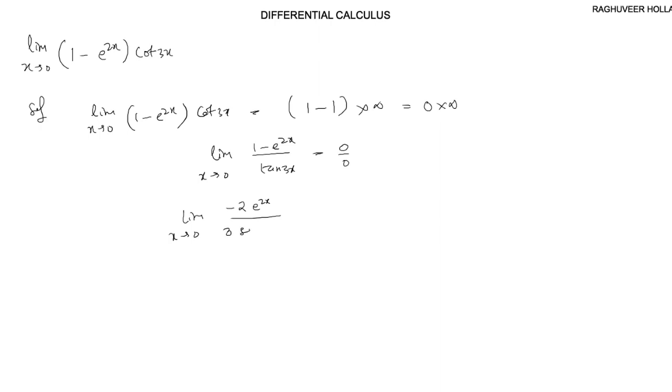So by applying L'Hopital's rule here, this is minus 2 e to the power of 2x divided by 3 secant square 3x.